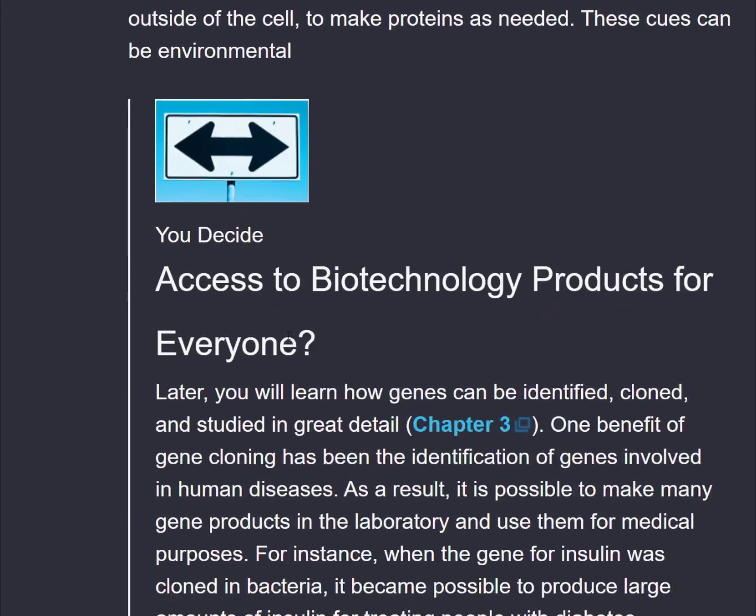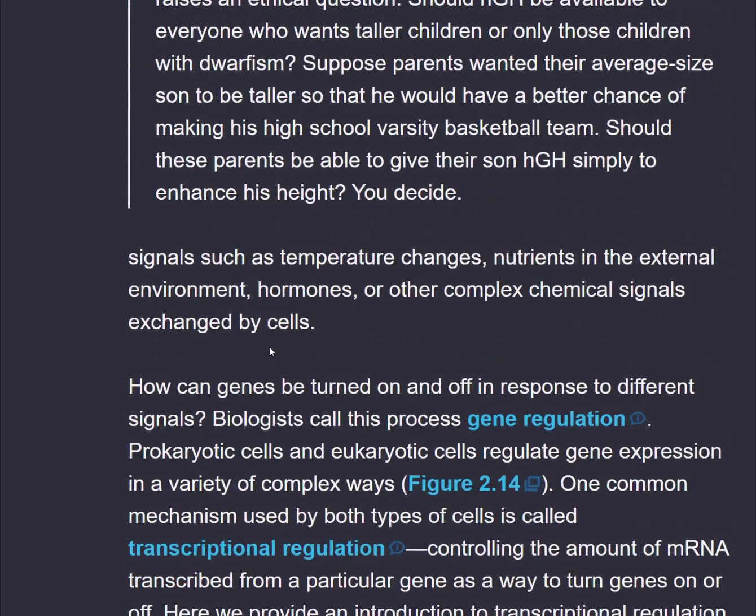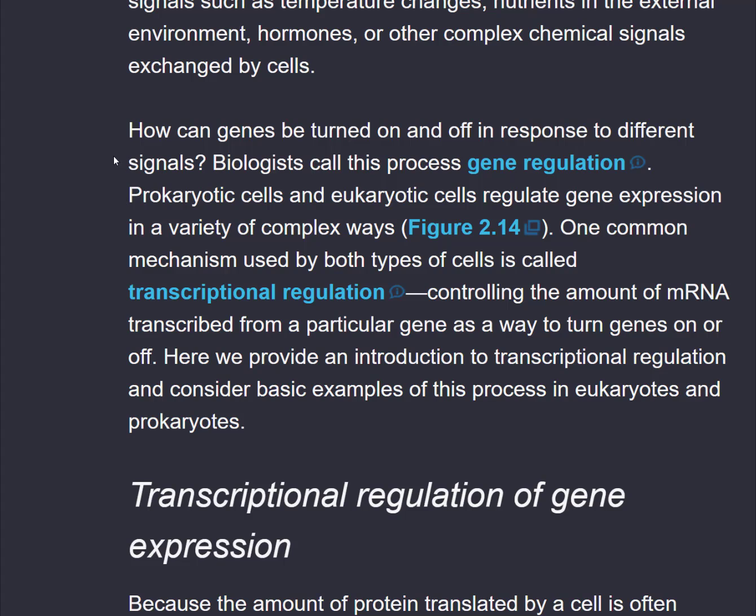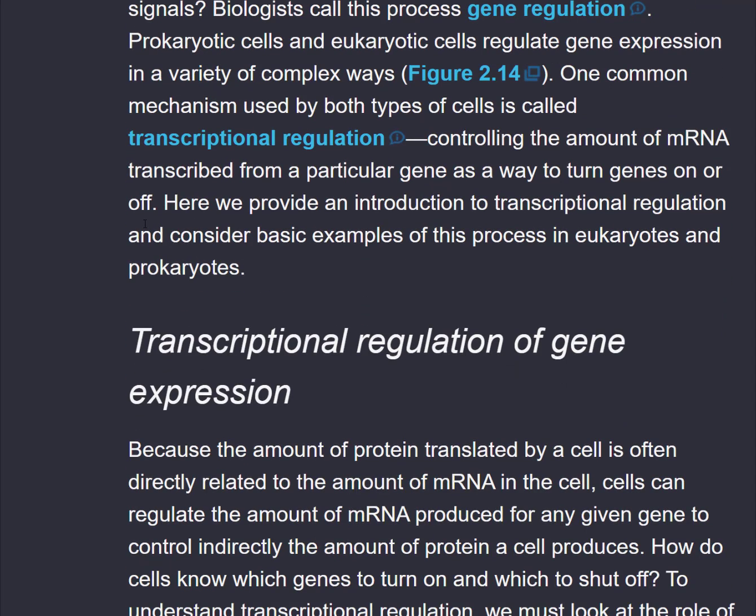Next is gene regulation. Gene regulation is a general term used to describe processes by which cells can control gene activity or expression, RNA and protein synthesis. Transcriptional regulation is a form of gene expression regulation that involves controlling the process of transcription by controlling the amount of RNA produced by a cell.